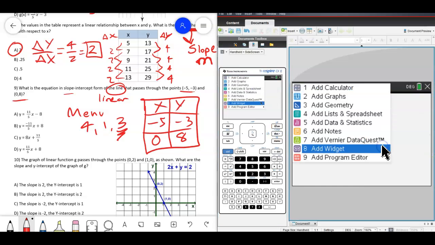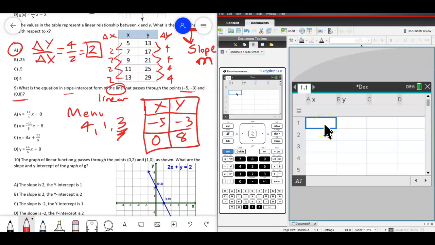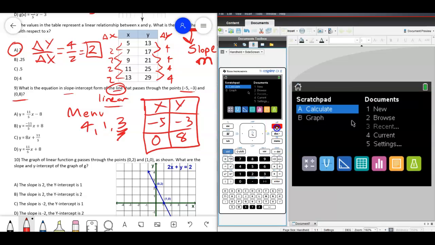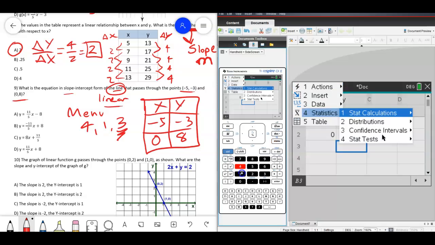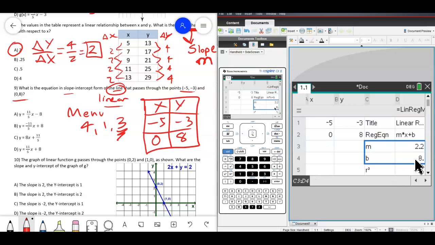So new document, spreadsheets, x and y at the top. -5, 0, -3, 8. Again, since it says line, it's linear. We do menu 4, 1, 3, linear. X is x, y is y. I get mx plus b. Now, 2.2 is 11 over 5, okay? 2.2 equals 11 over 5.